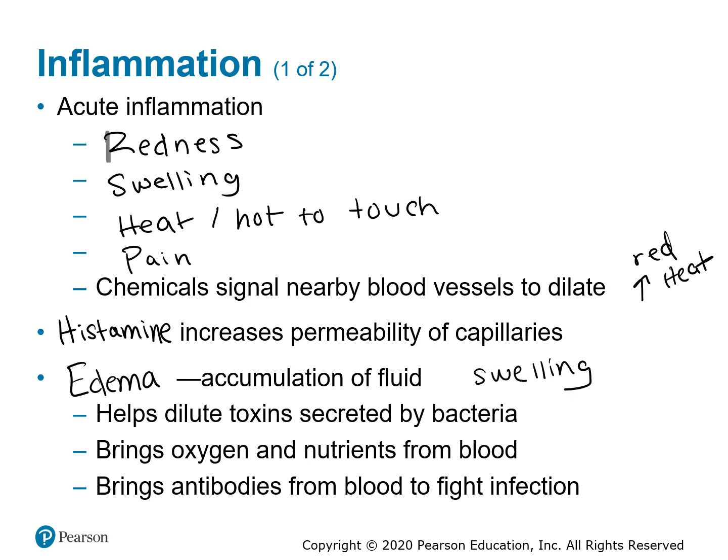We get that edema, we get that swelling so that our bodies can help dilute any of the toxins that might be secreted from bacteria, because anytime you make an entry, an exit into your skin, you are introducing some brand new bacteria into your system, okay? So edema, that accumulation of fluid, helps us to dilute some of those toxins so they're not as effective, helps to bring oxygen and nutrients from your blood to the area, right? Because in order to repair, it's going to need oxygen, it's going to need nutrients, it's going to need all that stuff. And it helps to bring antibodies to help fight the infection. And that's the beginning of the immune response.